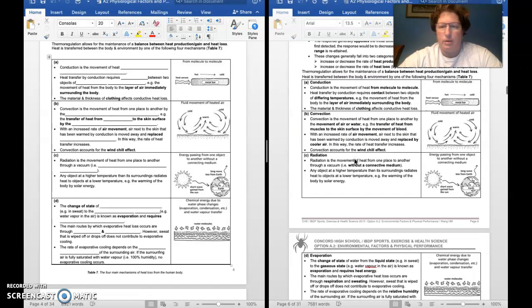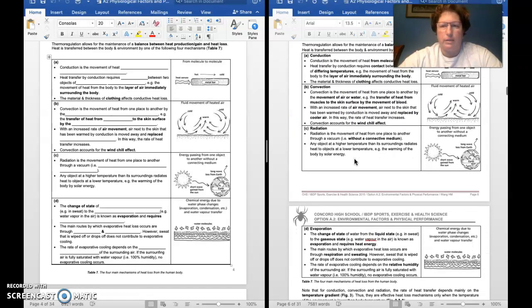can happen by one of four mechanisms between the body and the environment. The four mechanisms are conduction, convection, radiation, and evaporation. Conduction is where heat transfers between two objects of differing temperatures, where movement goes from one body to the layer of air immediately surrounding the body.